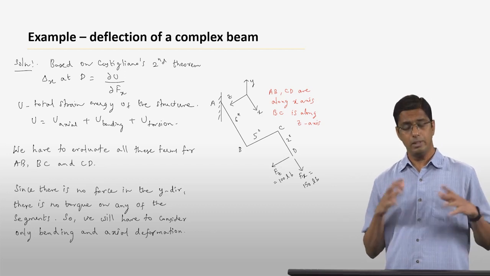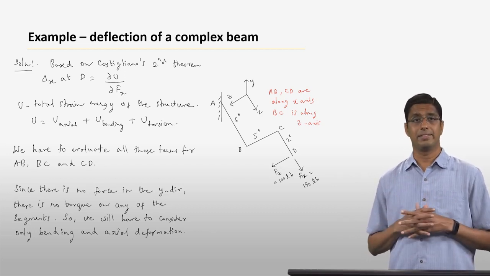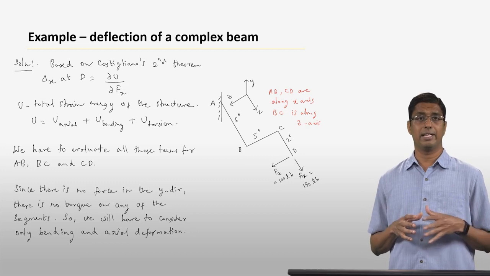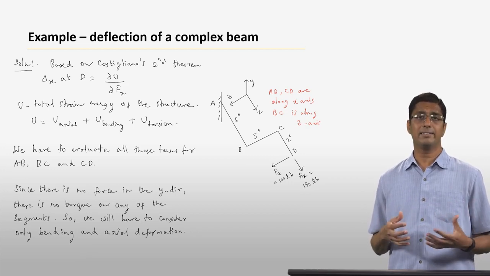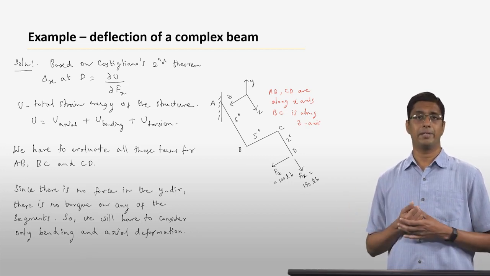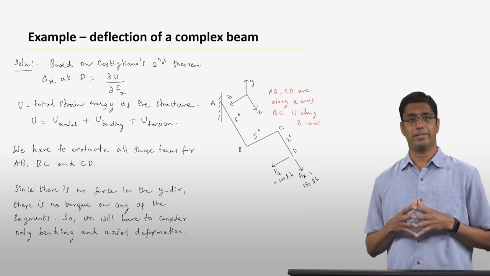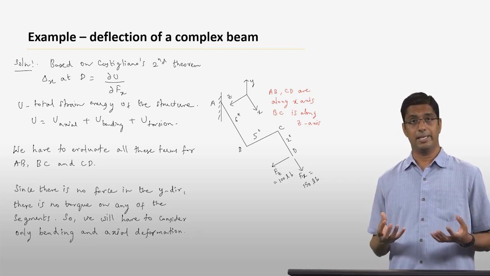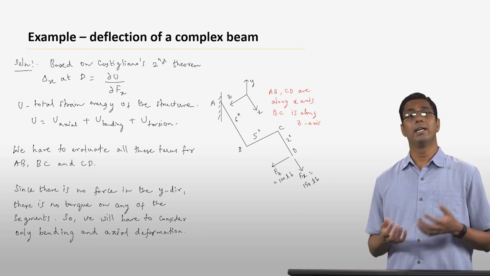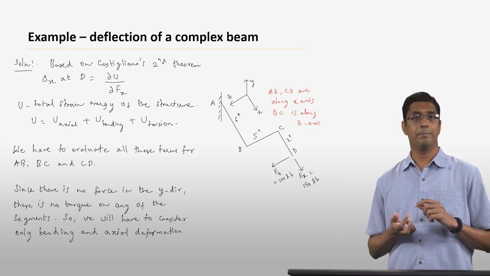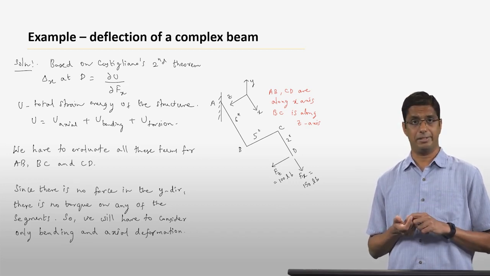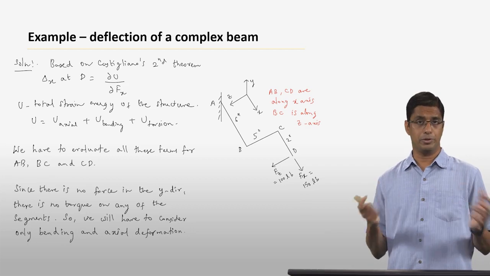Based on Castigliano's second theorem, the deflection in the x direction at D, delta x, is del u over del Fx. Now, what is going to be u in this case? It potentially could be composed of the axial strain energy, bending strain energy, and the torsional strain energy. So that is the most general case.